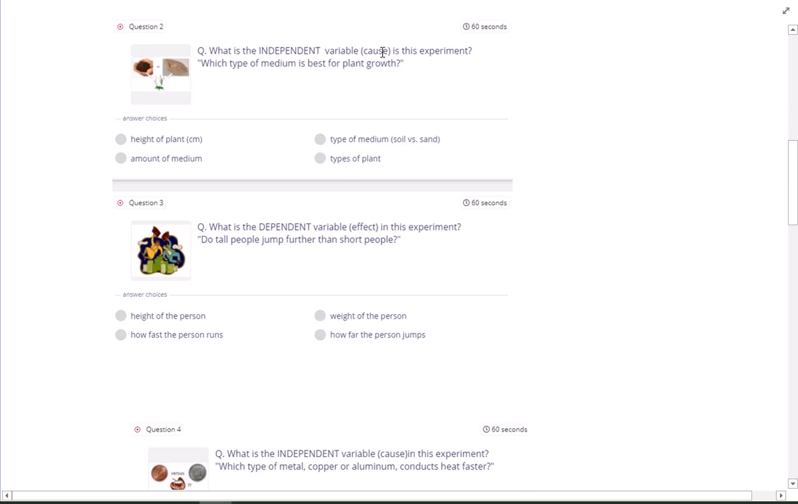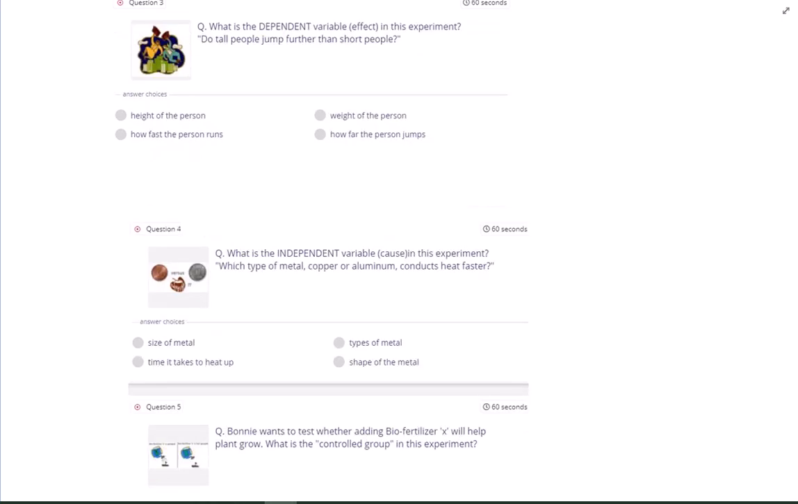That's the cause, that's the one that you change. What's the independent variable in this experiment? Which type of medium is best for plant growth? Well, that's going to be the thing that you change, the medium. The type of medium is soil or sand, so this is the one that you're going to be changing. Okay. So the next one, what is the dependent variable in this experiment?